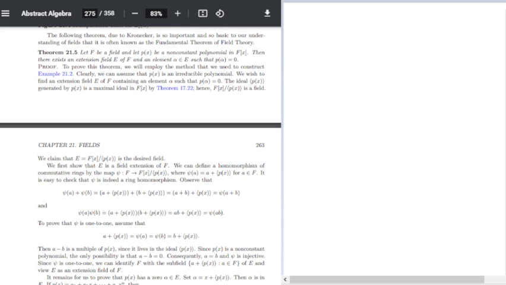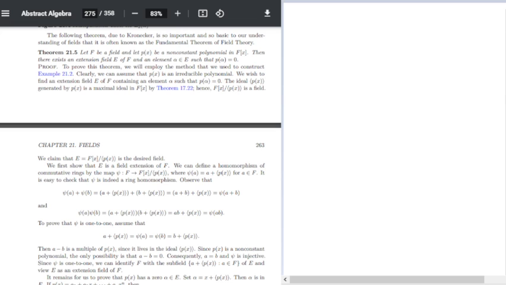So, proof. To prove this theorem, we will employ the method that we used to construct example 21.2. Clearly, we can assume that p(x) is an irreducible polynomial. If it's reducible, then the extension field can just be F itself. We wish to find an extension field E of F containing an element a such that p(a) is equal to 0. The principal ideal generated by p(x) is a maximal ideal of F[x] by theorem 17.22. Hence, F[x] over the ideal generated by p(x) is a field.